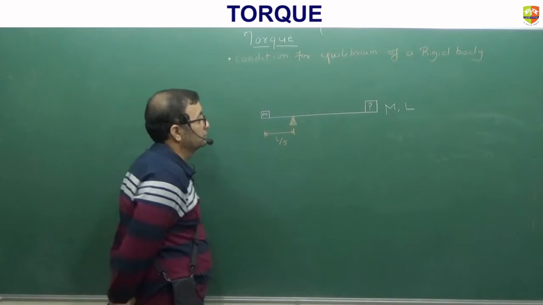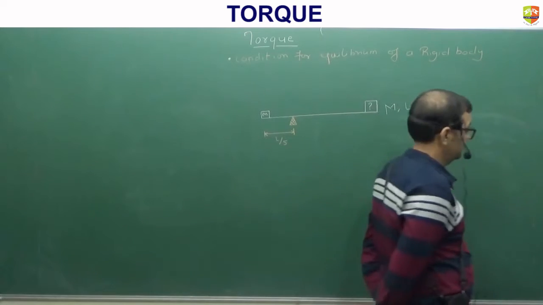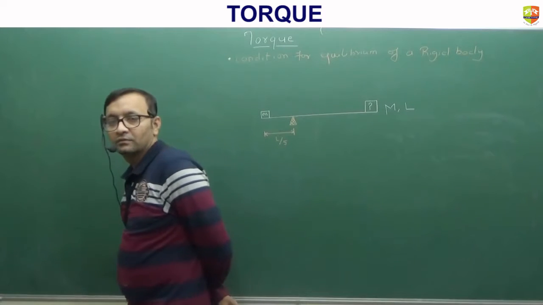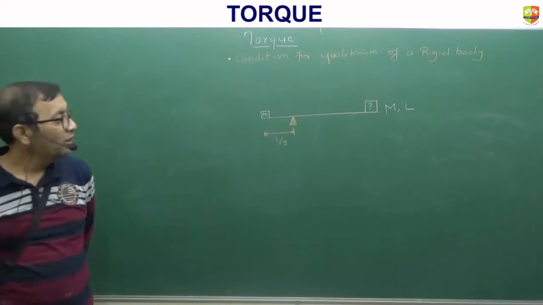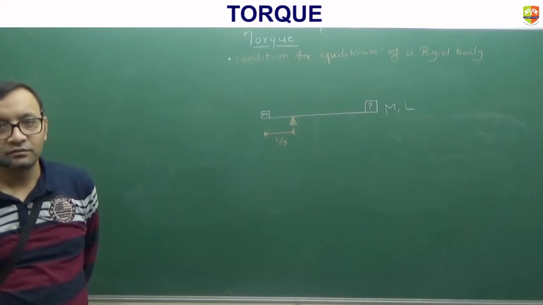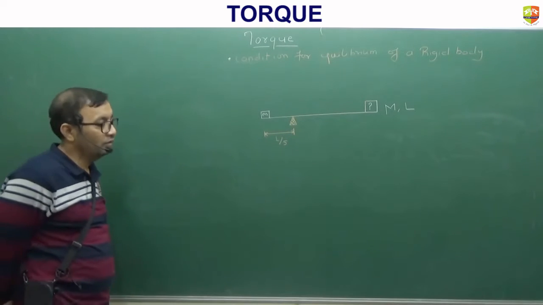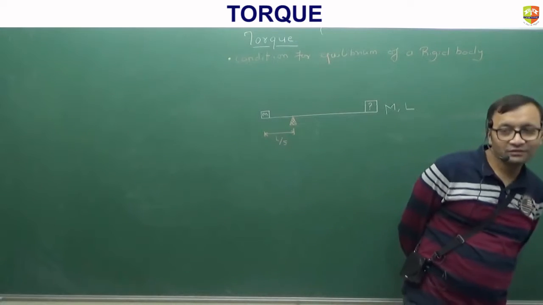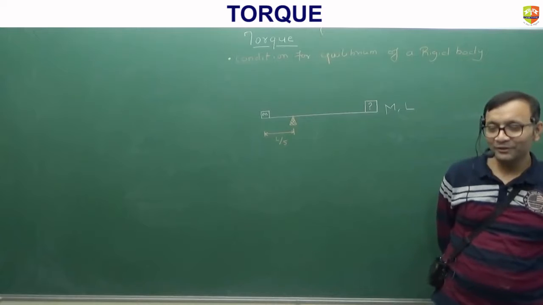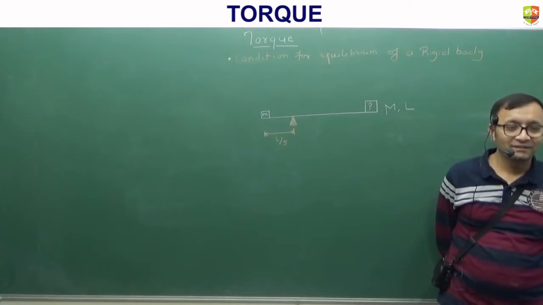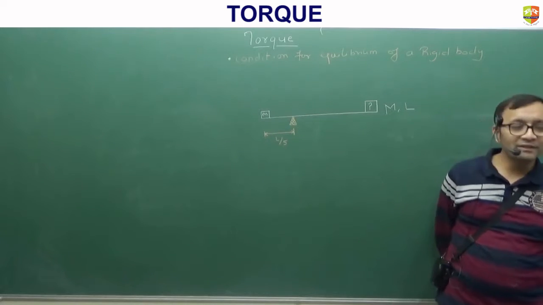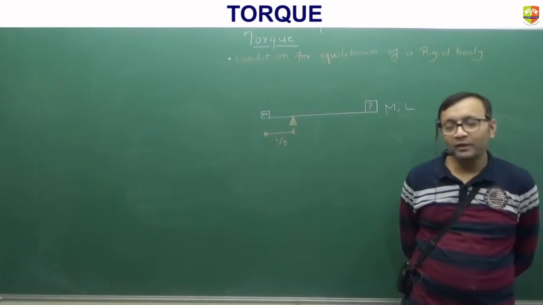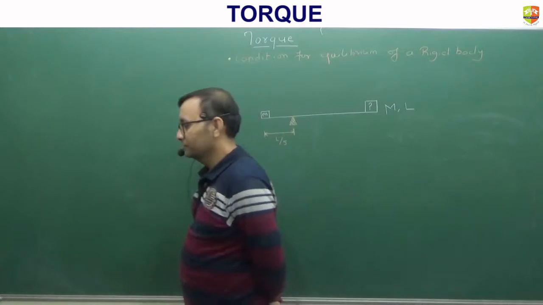M by 4, which is wrong. One is small m, the other is capital M. Small m by 4 and capital M by 4, both are wrong. Capital M is the mass of the rod. You probably ignored the gravity force on the rod.